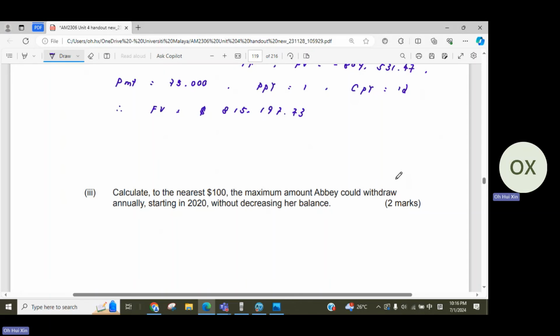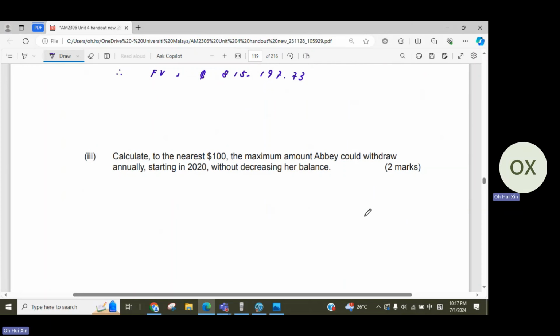Calculate to the nearest 100 the maximum amount that Abby could withdraw annually starting in 2020 without decreasing her balance. Okay, so which means that now you can imagine that it's changing to the idea of perpetuity. Because if you don't want the balance to decrease, then your FV will keep on the same. If your FV remains the same, then it's a perpetuity, right? So you're supposed to just withdraw how much you are earning.